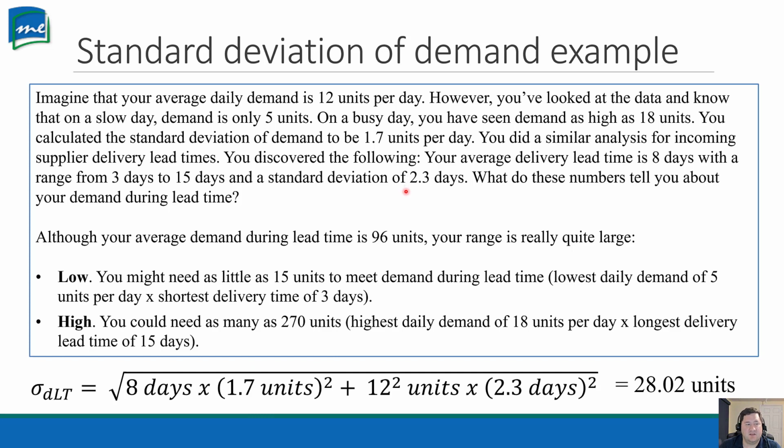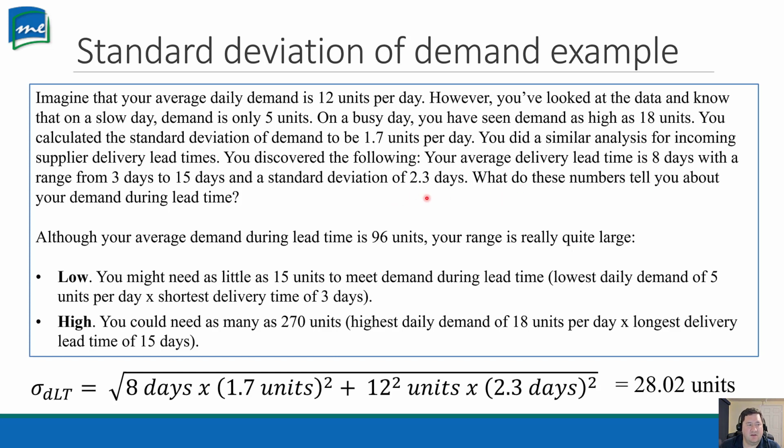You did a similar analysis for incoming supplier delivery lead times. You discover the following. The average delivery lead time is 8 days with a range of 3 to 15 days. You might want to talk to your supplier about that, having a 12-day range there. And a standard deviation of 2.3 days. So 8 days, give or take 2.3, is the average. So it could be 10, it could be 6.